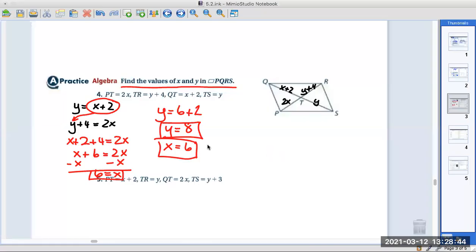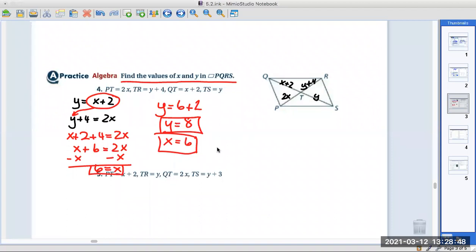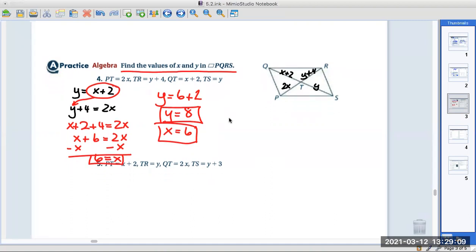Okay, and there it is. See, look, my answers are X is 6 and Y is 8. Let's see if you got that too. If not, check out what happened. And in this question, they're only asking us to find the values of X and Y. They're not asking us to find Q, S, and PR. So we're done. We don't have to do any more because of that. Okay. So there you are.